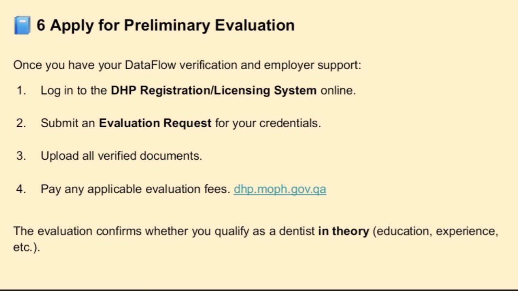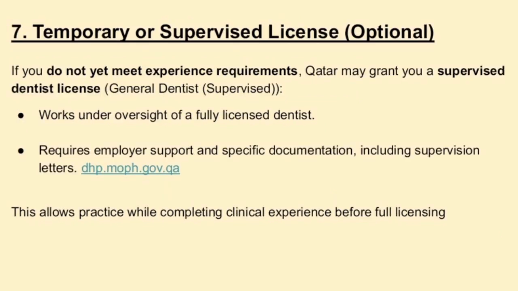Now, Step 6, apply for preliminary evaluation. Once you have your Dataflow verification and the employer support, you log into the DHP online, you submit an evaluation request for your credentials, you upload all the documents, and you pay an application fee. This evaluation confirms whether you qualify as a dentist in theory. After your evaluation, either they give you a temporary license if your experience is not enough, or if it is enough, then they give you a permanent license. So there are two types of license, temporary and supervised, or a permanent license. That depends upon your experience level.